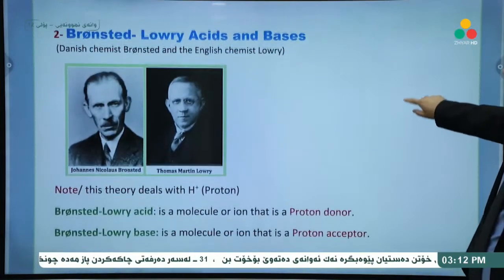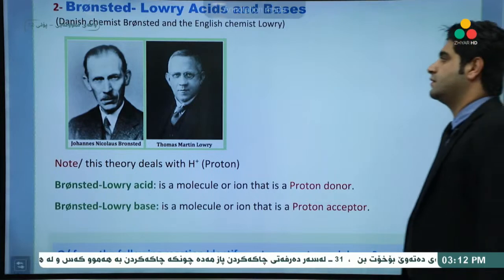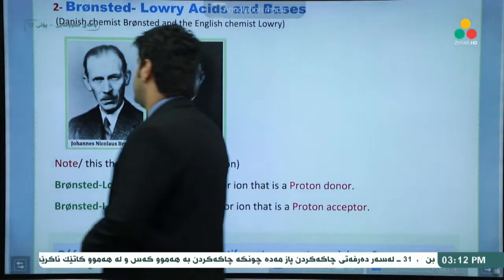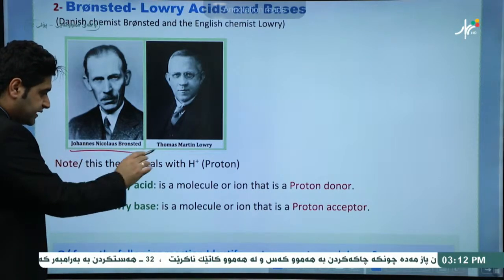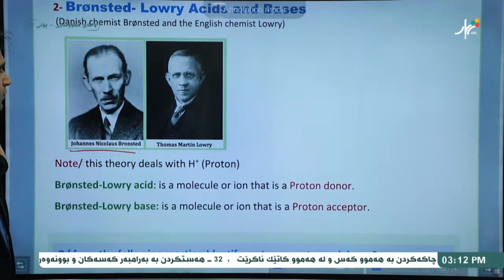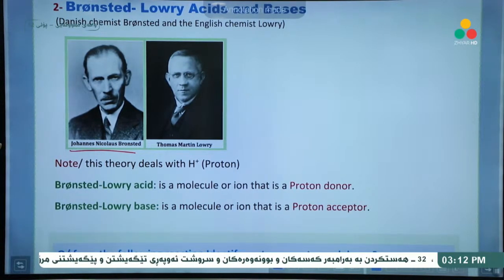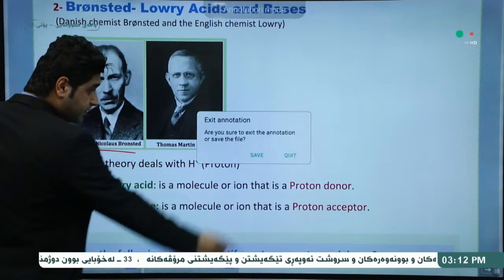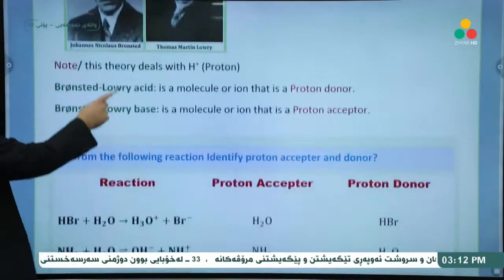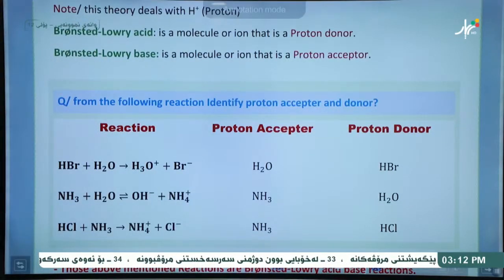The second theory is the Brønsted-Lowry theory. There are two different scientists who worked individually. This is Nicholas Brønsted, and this is Thomas Martin Lowry. We have the explanation of acids and bases according to a new theory, which is the Brønsted-Lowry theory.